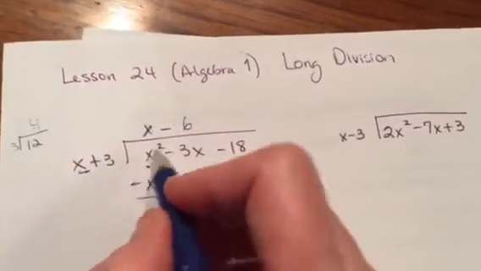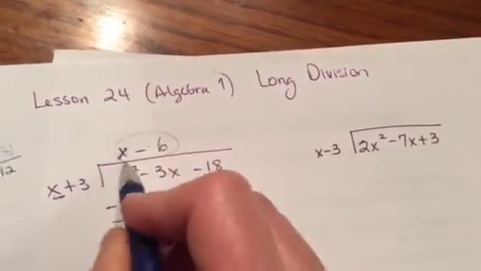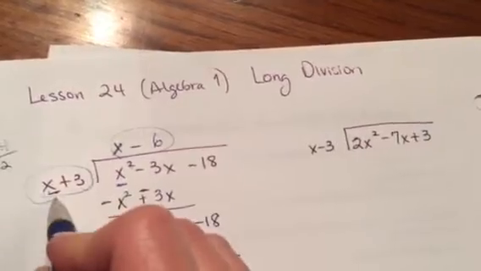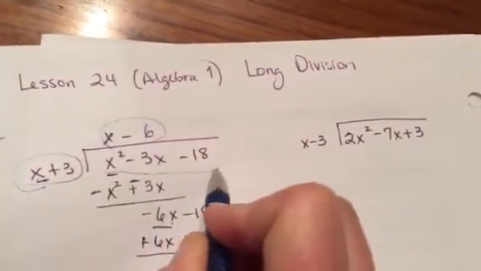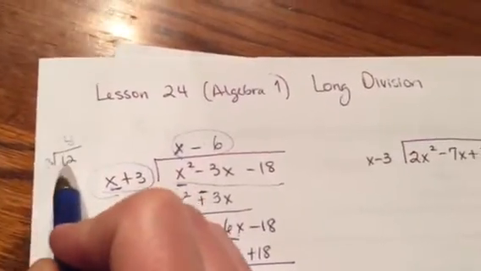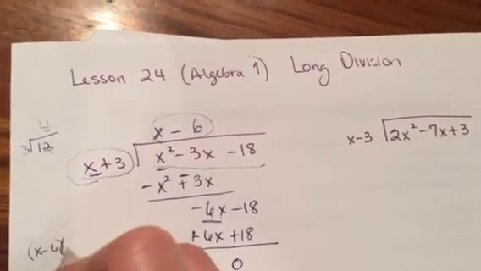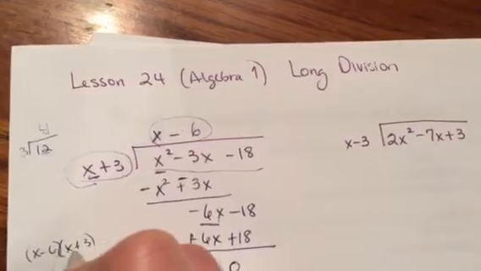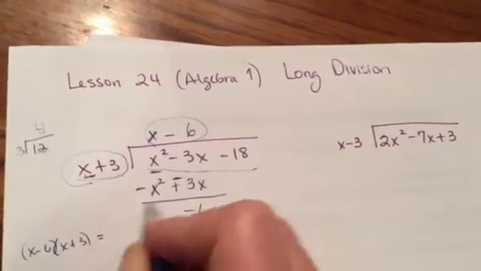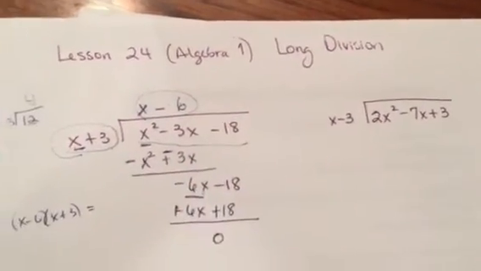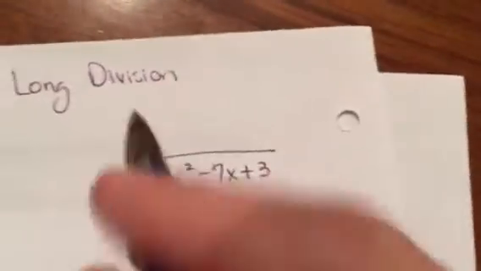What this tells you is that x minus 6 times x plus 3 would give you this polynomial. Just like over here, 4 times 3 gives you 12. Remember when you've been factoring, FOILing all this out? That would give you this big polynomial right here, exactly. Okay, let's try another one.